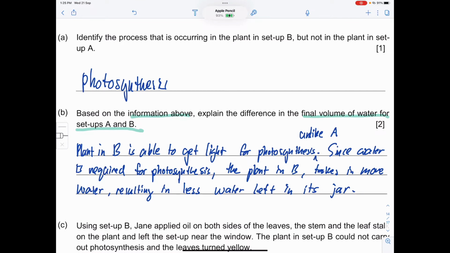You explain what is the difference between the two setups, the change variable, what does the change variable lead to, which is one is able to photosynthesize, the other cannot. And then you also explain that because water is required for photosynthesis, therefore more water is taken in by the roots. Sorry, by the roots. Let me just add in here. This makes it very clear.